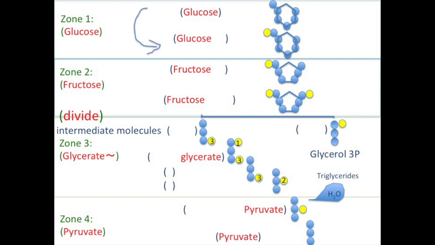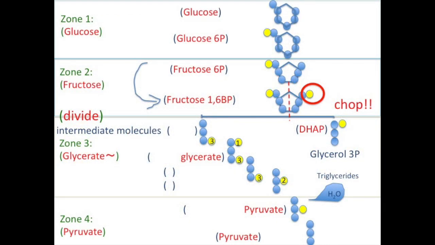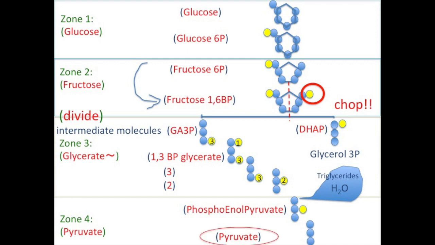Glucose gets a phosphate group to stay in the cell, and it's converted to fructose to prepare to divide. The phosphate group is at the same position, and it gets an additional phosphate. Now you can chop in the middle. DHAP, GAP. Once lead to glycerate. This is water, phosphoenolpyruvate.